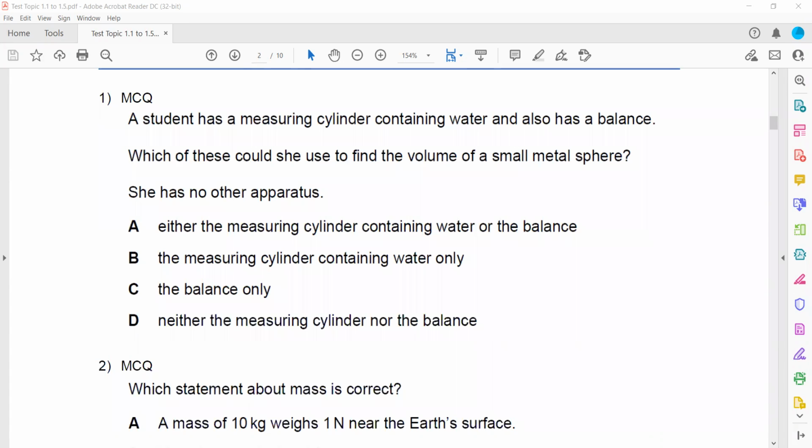The first one, a student has a measuring cylinder containing water and he's also having a balance. Which of these could she use to find the volume of the metal sphere? So to measure the volume, what we can do, we can fill the measuring cylinder with a liquid, and then we can add a sphere, and after adding the sphere the volume will change, the level will change.